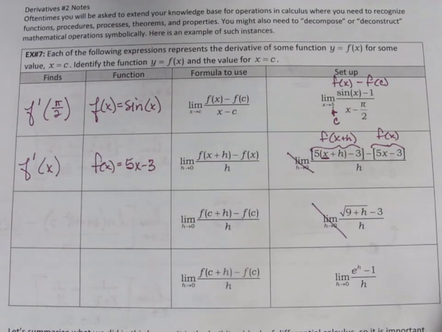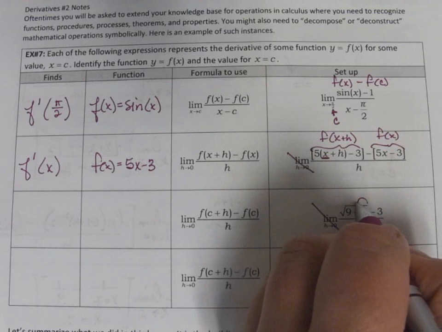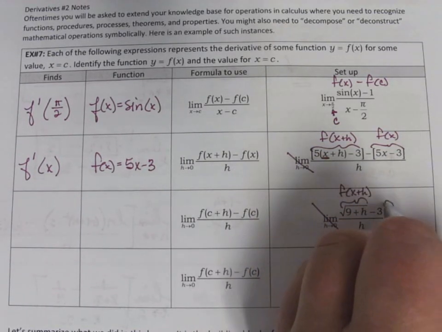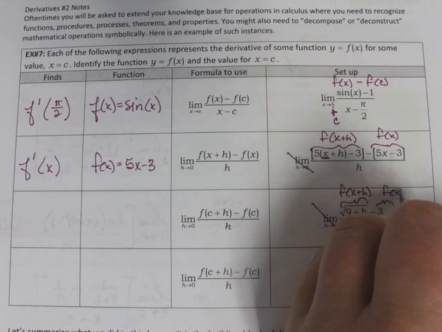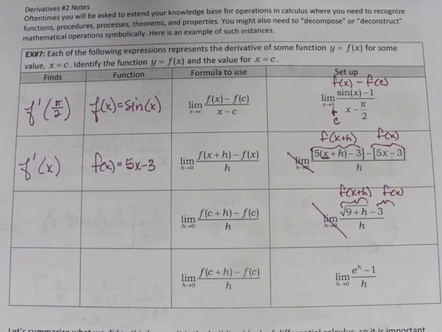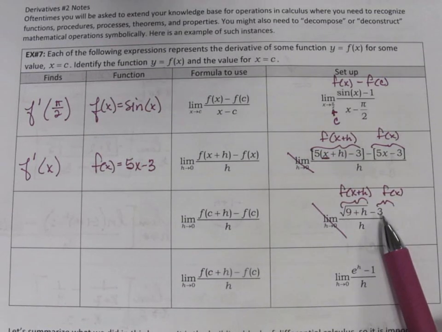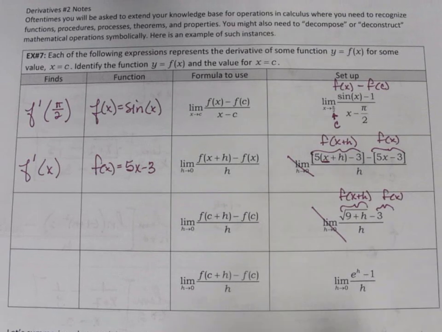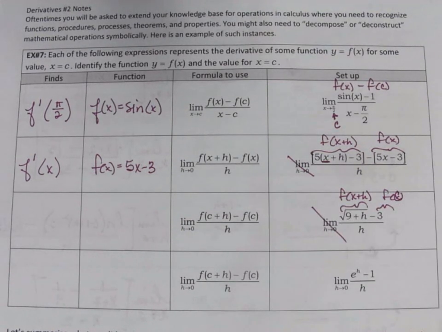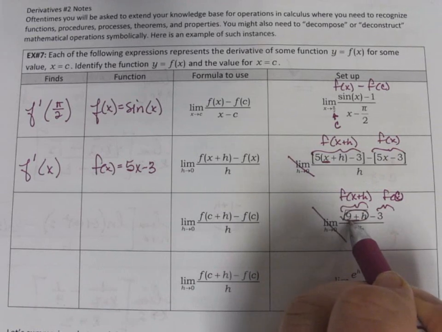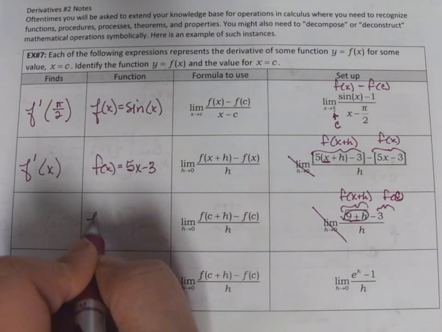So again, the limit as h goes to 0 tells us nothing. So this right here is going to be f of x plus h, and this right here is going to be f of x. Now here's where things kind of go strange, because f of x is not 3. So you've got to remember that this is f of c. Okay, so some number has been plugged in.